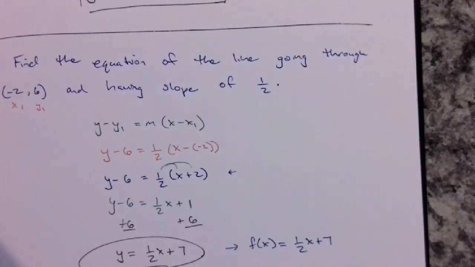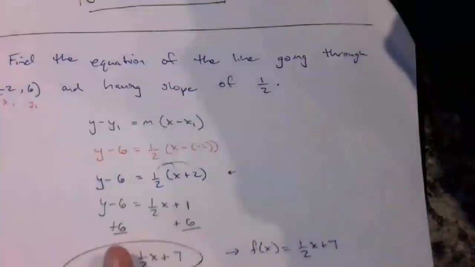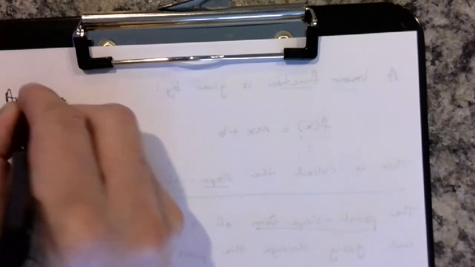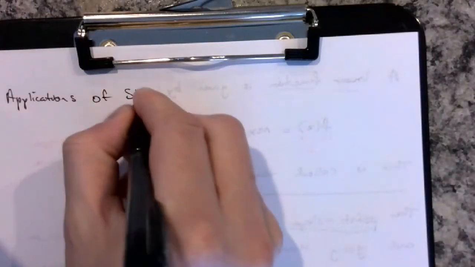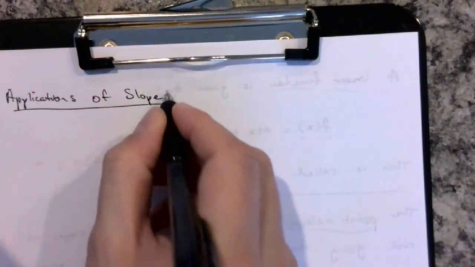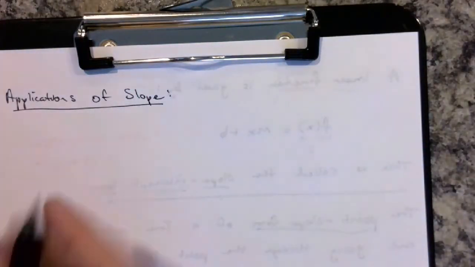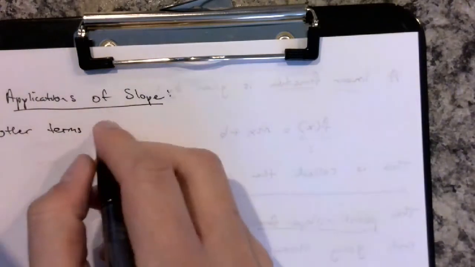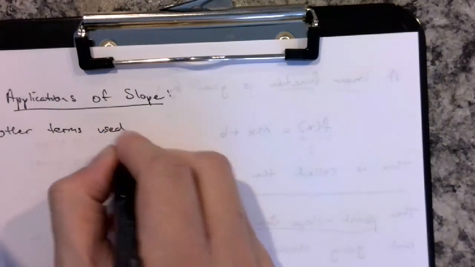Let's take a look at just a couple applications of slope here. When I say applications of slope, keep in mind that it might be disguised in other words. They might not actually say slope. So this is applications of slope. Other terms you might hear used for slope include something like the grade.